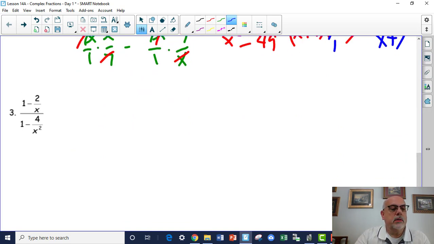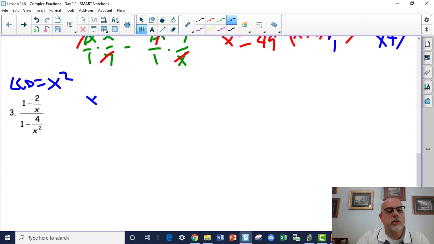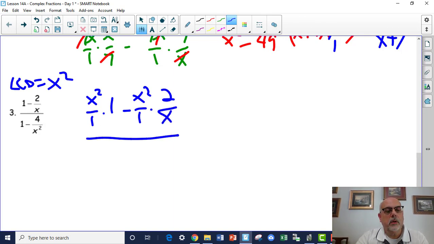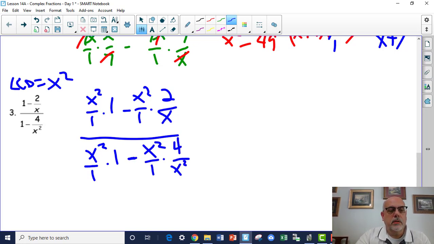Here on number 3, your lowest common denominator is x squared. So x squared over 1 times 1 minus x squared over 1 times 2 over x over x squared over 1 times 1 minus x squared over 1 times 4 over x squared. Okay, so I've multiplied x squared over 1 times each of the four terms that were in there.